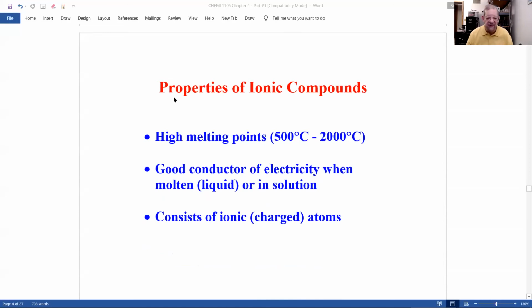Now, the interesting thing about ionic compounds is they have very high melting points. If you notice here, 500 degrees C is almost 1,000 Fahrenheit, and this one is almost 4,000 Fahrenheit. That's much higher than my oven goes. They conduct electricity when they're liquid, or when you put them in a solution. I'll teach later on what a solution is. And they consist of ionic atoms, or ions, bonded together.